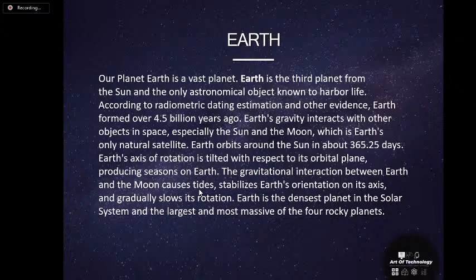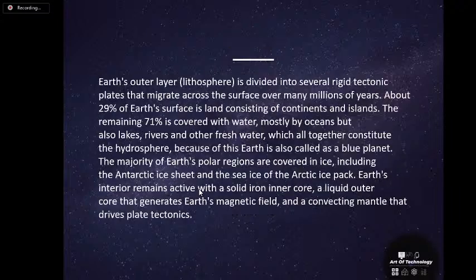The gravitational interaction between Earth and the Moon causes tides, stabilizes Earth's orientation on its axis, and gradually slows its rotation. Earth is the densest planet in the solar system and the largest and most massive of the four rocky planets. Earth's outer layer, lithosphere, is divided into several rigid tectonic plates that migrate across the surface over many millions of years. About 29% of the Earth's surface is land, consisting of continents and islands.